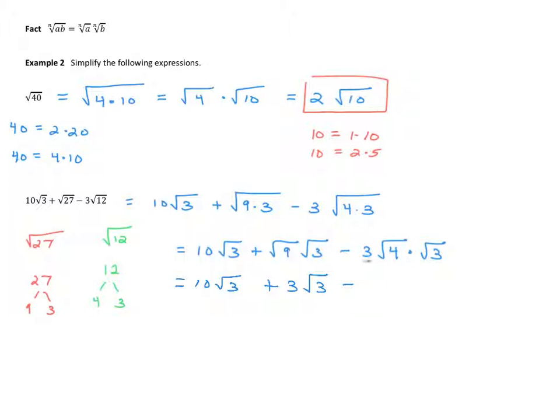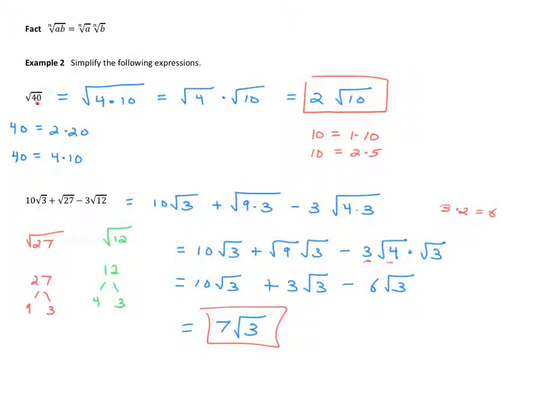have 3 times the square root of 4. That's really 3 times 2, which is 6. So I have minus 6 square roots of 3. Because every single term has a square root of 3 attached to it, it means I can simply take 10, add 3, and then subtract 6. I can pretty much treat the square root of 3 as if it were a variable. So we have 10 plus 3 is 13, minus 6 is 7. So 7 square root of 3 is the final answer for this problem.